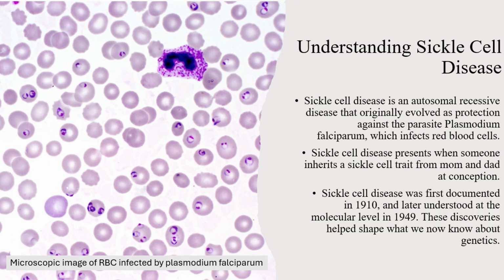Now, this disease itself was first described clinically in 1910, but it wasn't until 1949 that scientists actually discovered the cause of it, which was the single mutation in the hemoglobin gene. That discovery was huge at that time, because it was the first disease ever explained on a molecular level.